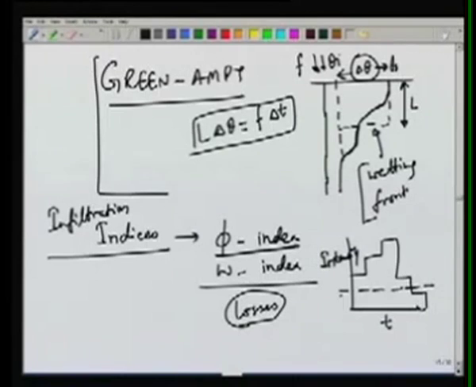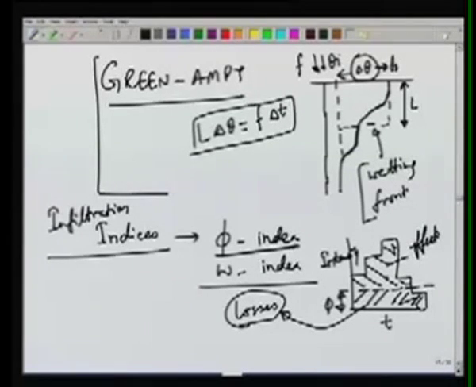in such a way that this volume is equal to the losses. Then this line, the value, will be known as the phi index, and this will be the effective rain. So, knowing the losses and knowing the hyetograph, we can find out the phi index by making this area equal to the losses, and then the remaining portion will be the effective rain.